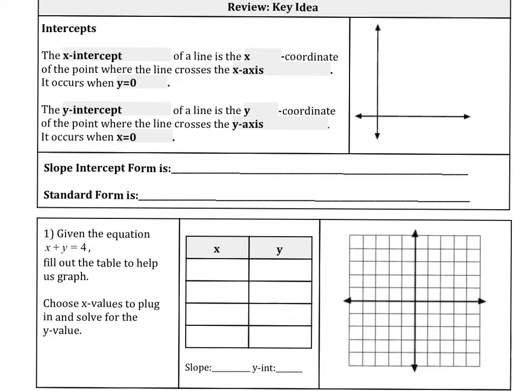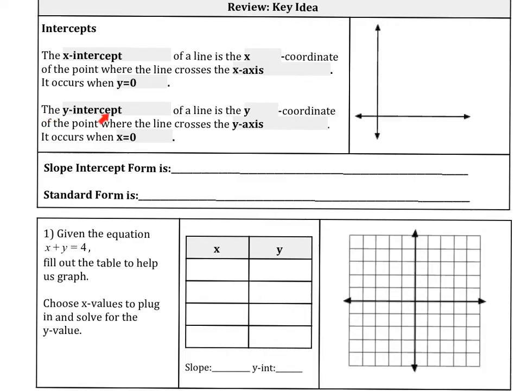Chapter 2.4, Day 2, Graphing Linear Equations. The x-intercept of a line is the x-coordinate of the point where the line crosses the x-axis. It occurs when y equals 0.